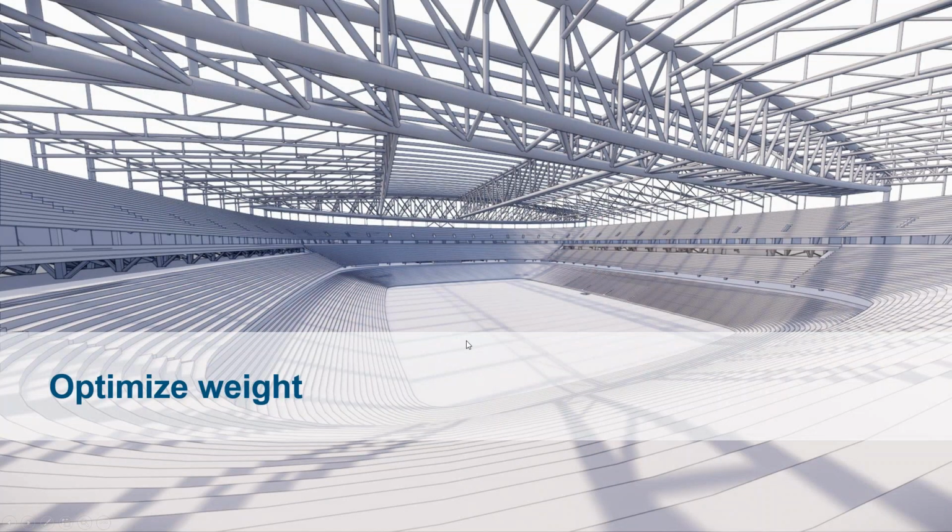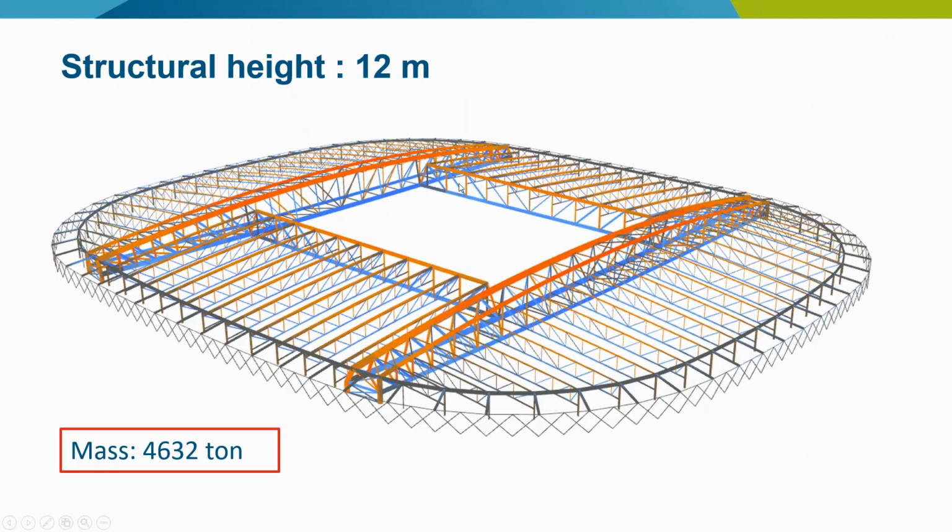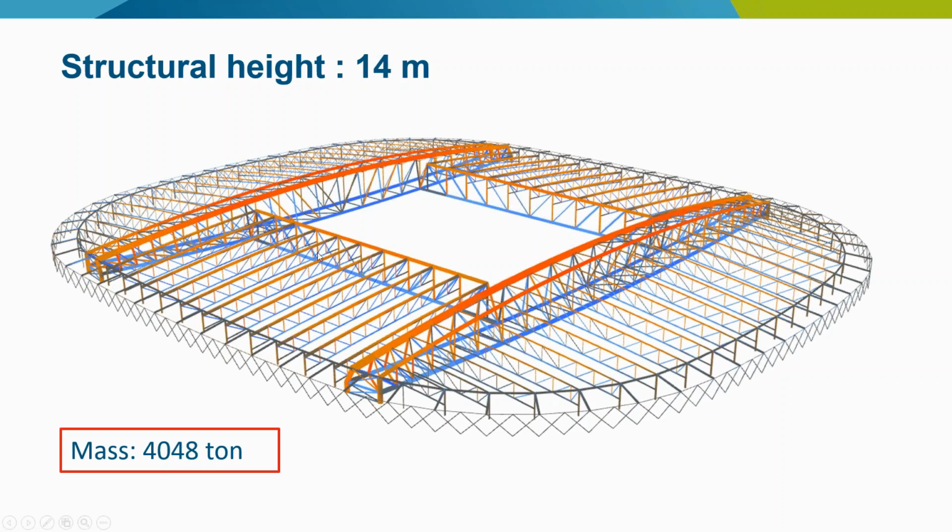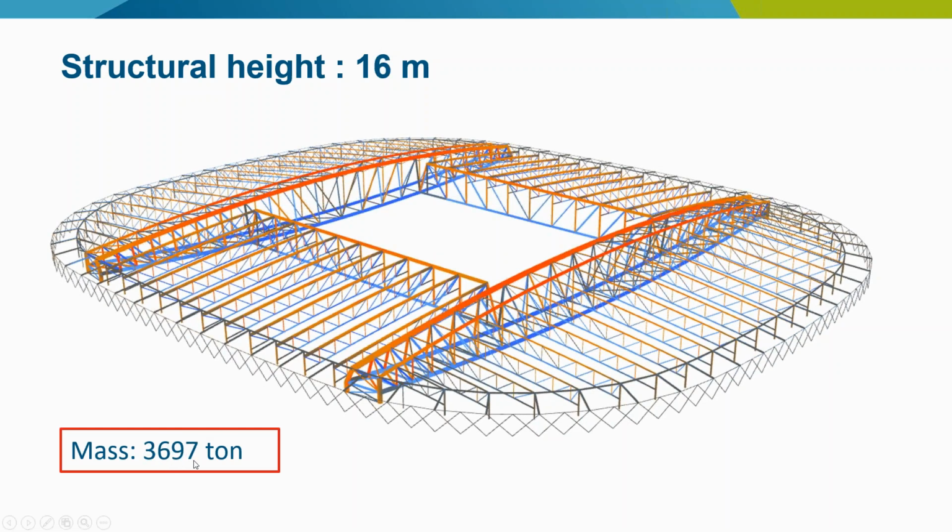Another thing is that we optimized weight, so not only for the view but also in terms of performance with regard to the number of kilograms of steel. We looked into different heights. So for example, 12 meters resulted in a total weight of 4,600 tons. Then 14 meters results in a mass of 4,000 tons. And then 16 meters results in a total of approximately 3,700 tons.